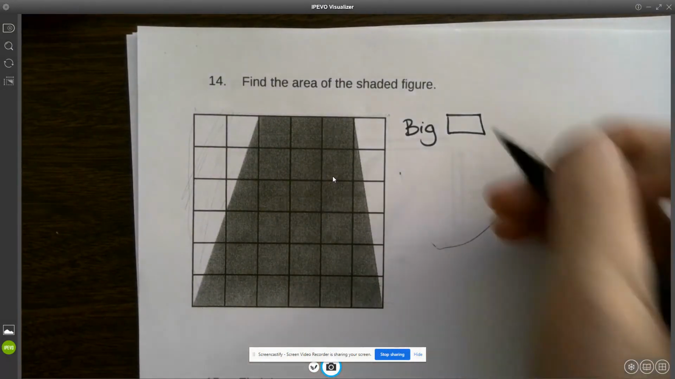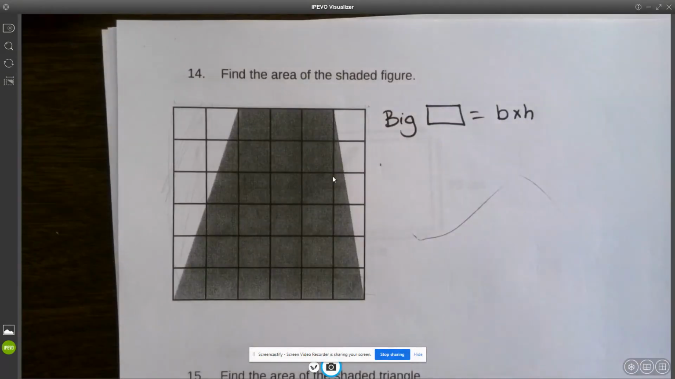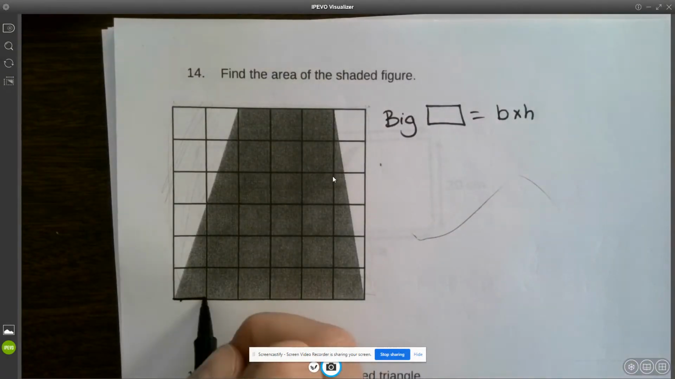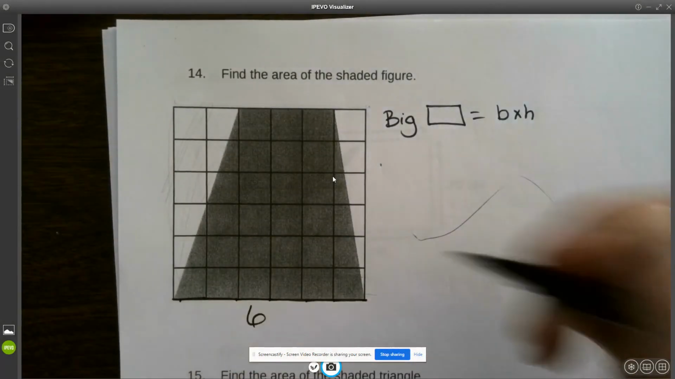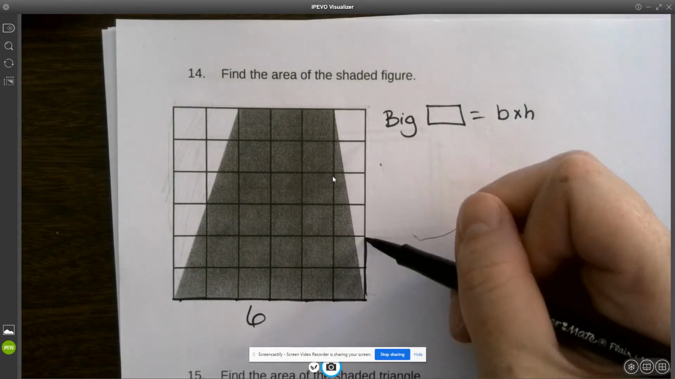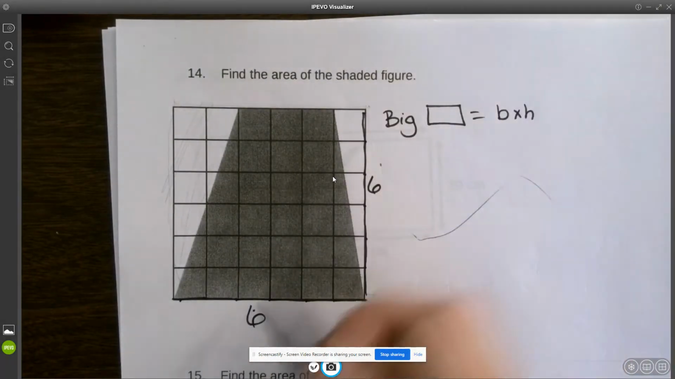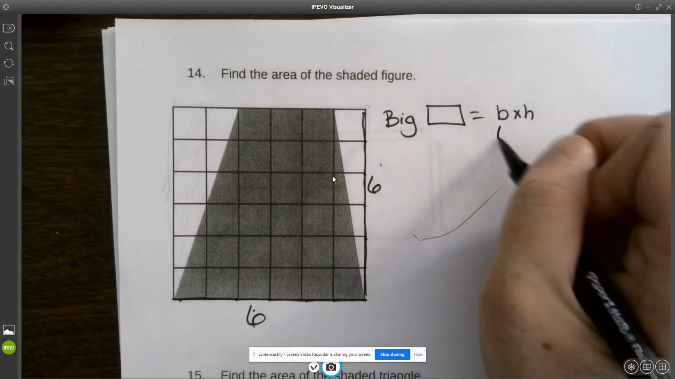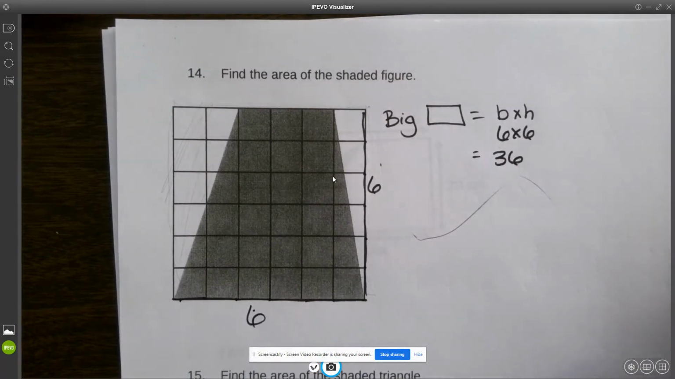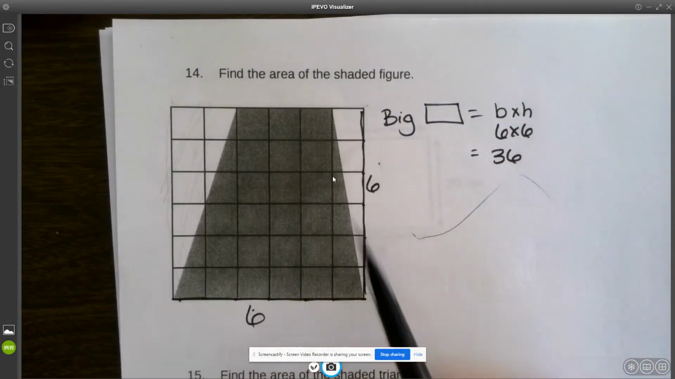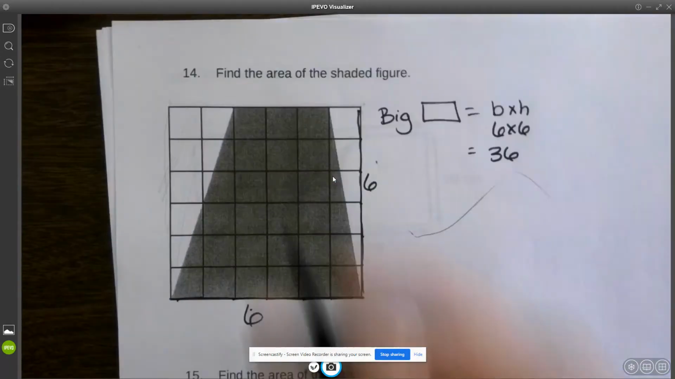So remember, area is base times height for a rectangle or parallelogram. So the base is 1, 2, 3, 4, 5, 6. How high up does it go? 1, 2, 3, 4, 5, 6. So it's 6 by 6. So the big rectangle is 36 units. Now that's this whole big thing, but we don't want this part and this part, so let's just subtract them out. So let's first find this triangle.